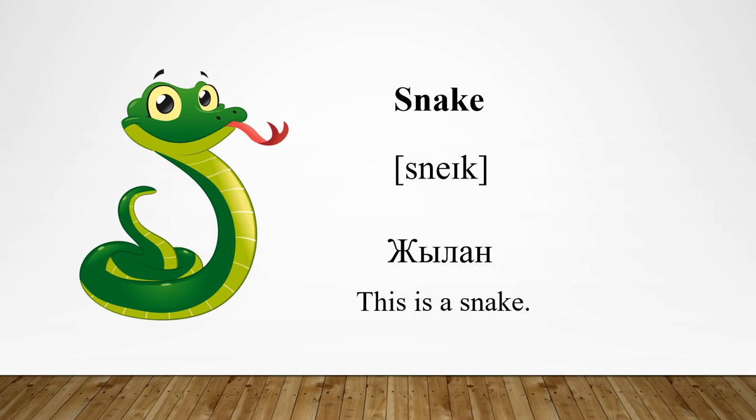What do you see? What is it? It is a snake. Repeat after me 3 times. Snake, snake, snake. For example, this is a snake. Snake жылан дегенді білдіреді.